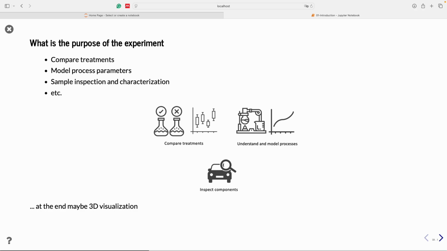And sometimes it's even possible to do a 3D visualization, but that is more eye candy, mostly for presentations, because it's always nice to have eye candy in presentations. But in some cases, 3D visualization could also be a way for the qualitative analysis.